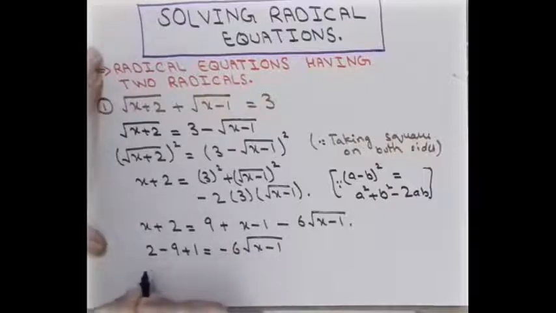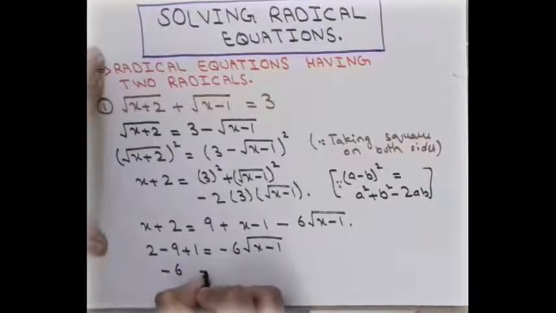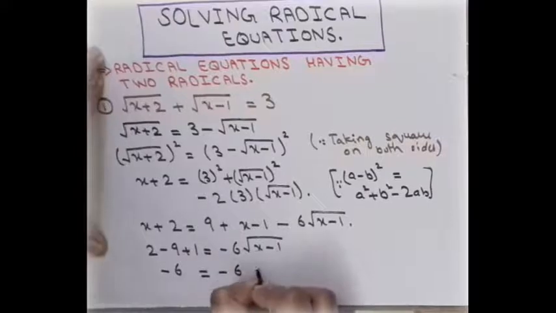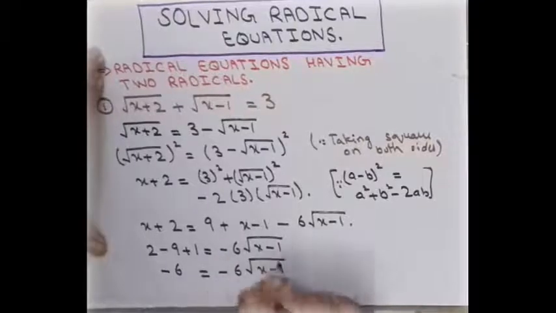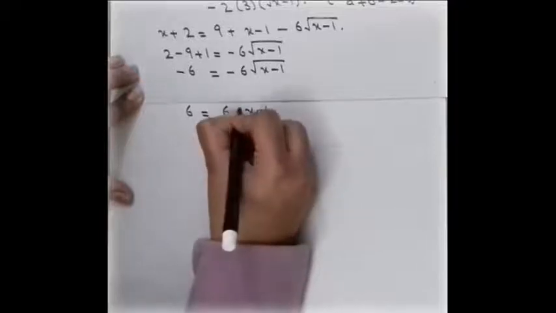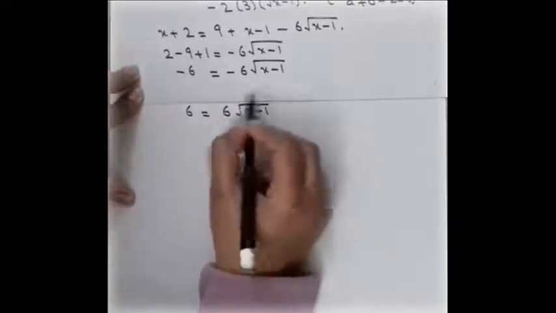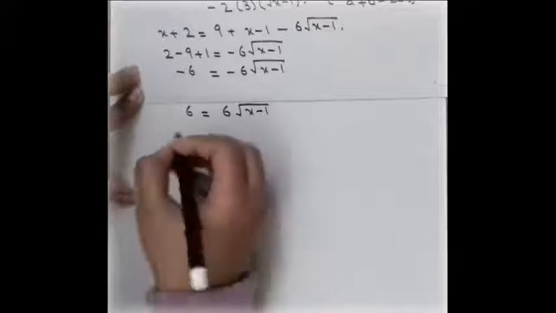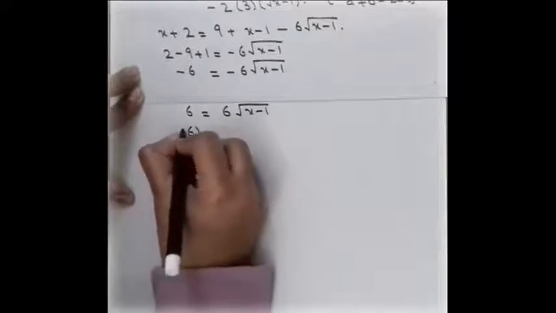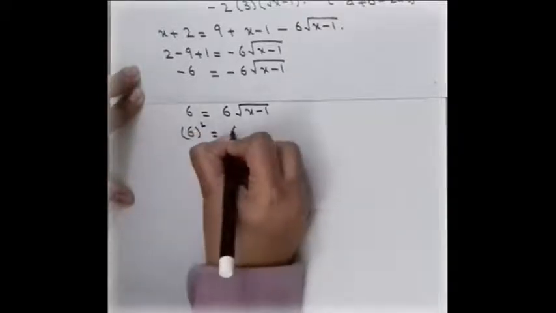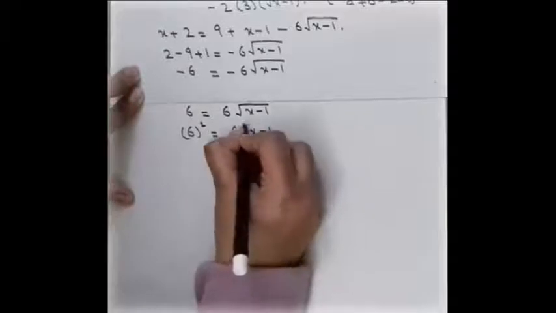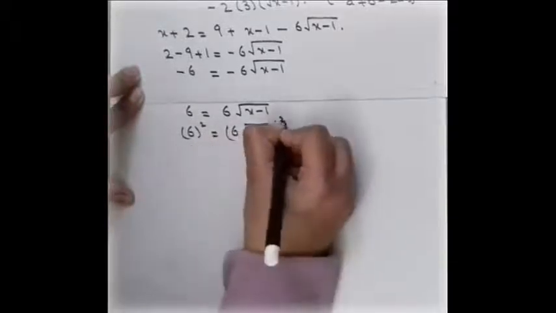Now after simplifying, −6 equals −6√(x−1), so 6 equals 6√(x−1). Our aim is to remove this radical sign and take the square on both sides. So we have 6² equals (6√(x−1))².